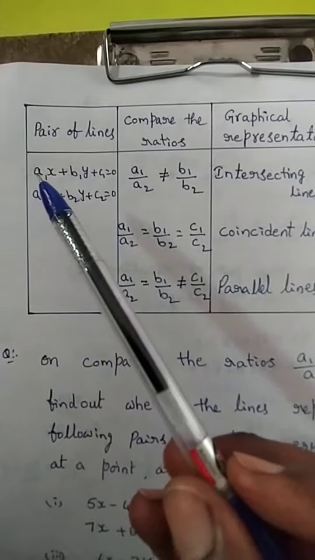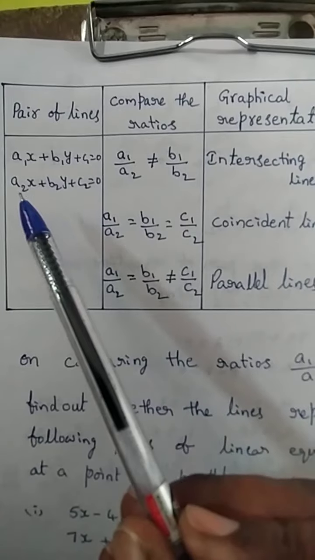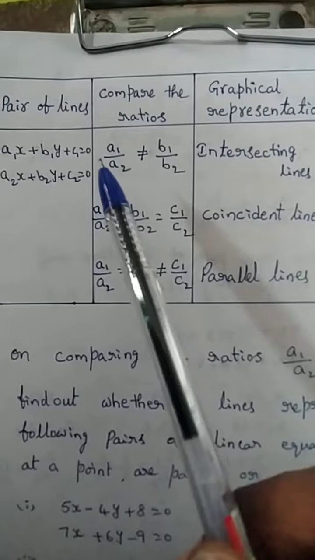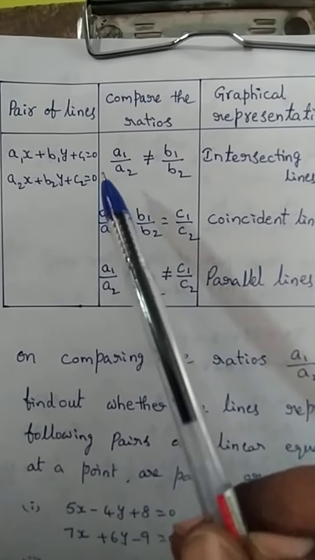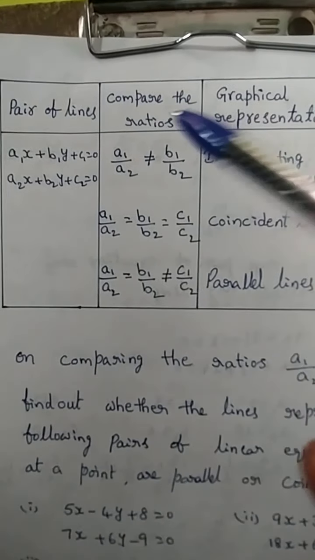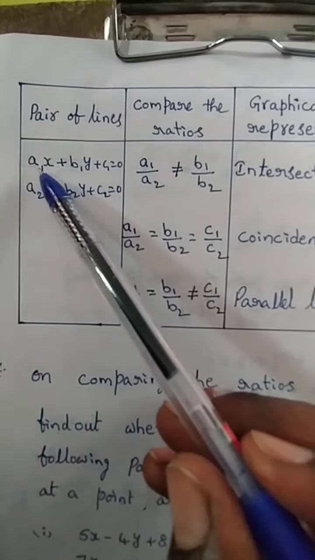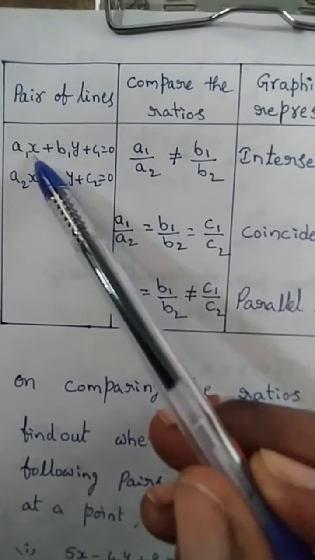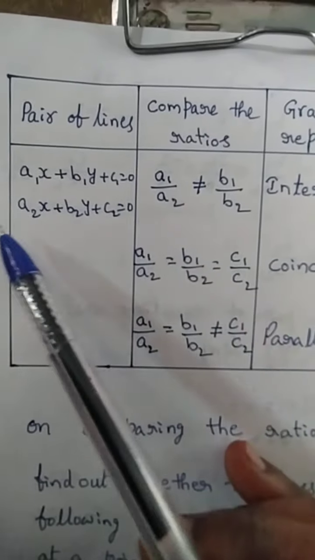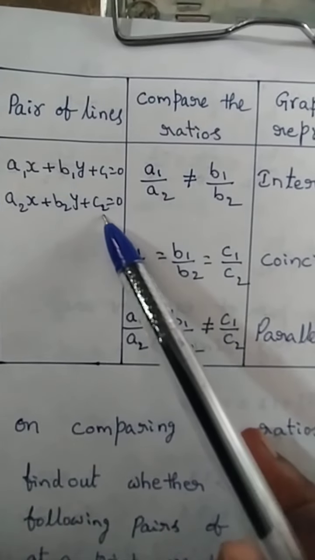The pair of lines are a1x plus b1y plus c1 equal to 0, and a2x plus b2y plus c2 equal to 0. These are the general form of a pair of linear equations. Here we can observe one ratio first: a1 by a2 is not equal to b1 by b2. In the first equation, the x coefficient is a1, the y coefficient is b1, and c1 is the constant. Coming to the second equation, its x coefficient is a2, the y coefficient is b2, and the constant is c2.